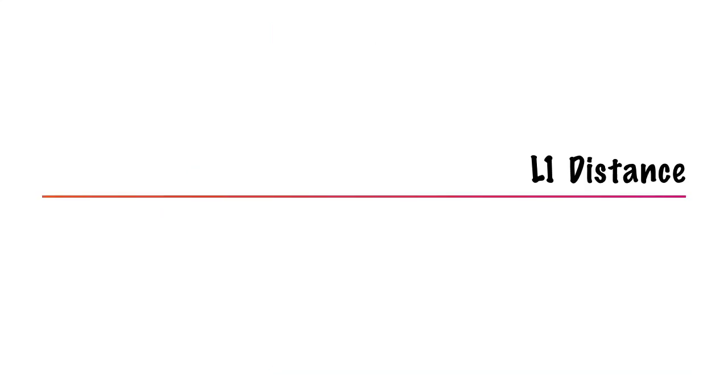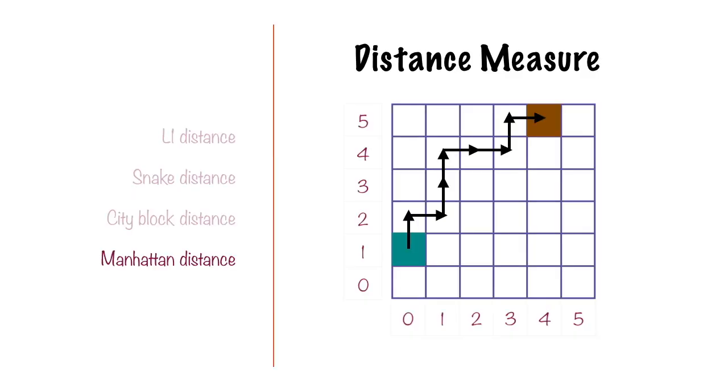While dealing with points represented in a discrete space rather than a continuous space, the L1 distance is a preferred metric. This also has various other names such as the snake distance, the city block distance, or the Manhattan distance. In any event, the idea is simple. The Manhattan distance corresponds to the number of grid blocks, either horizontal or vertical, that would have to be traversed in order to go from one point to the other.